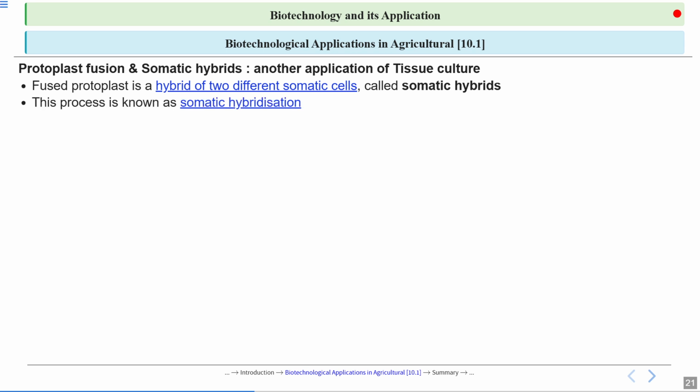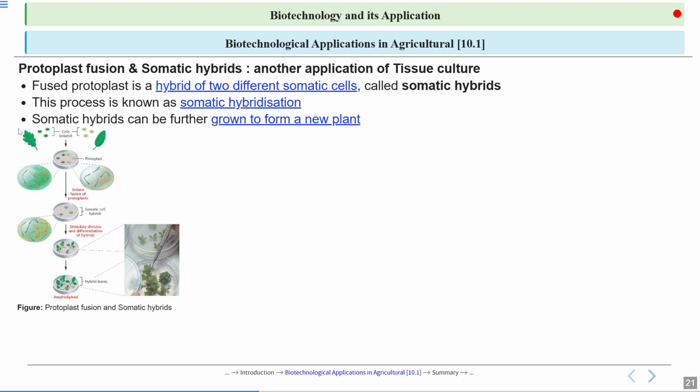And what is this process called? This process is known as somatic hybridization. Somatic hybrids can be further grown to form new plants. This is the same figure in which we first took cells from two different varieties of plants. Here it is leaves, then we digested the cell wall, and now we have their naked protoplasm.